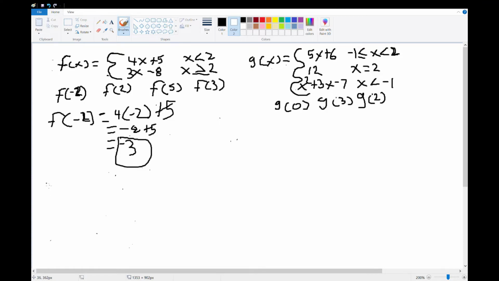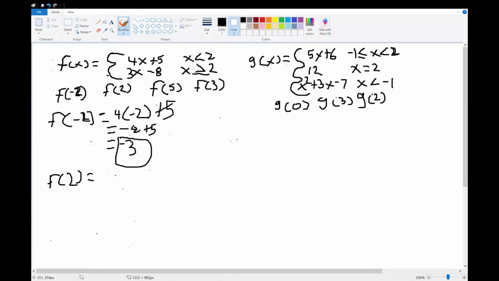Now, what about f of 2? How can we evaluate that? What portion of the piecewise function should we use? Well, we're not going to use 4x plus 5 since 2 is not less than 2. That is not a true statement. However, 2 is greater than or equal to 2, since 2 is equal to 2. So we need to use the bottom portion, 3x minus 8.